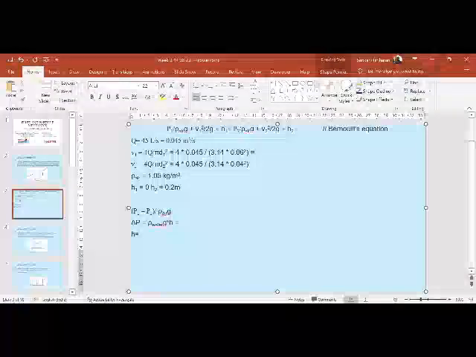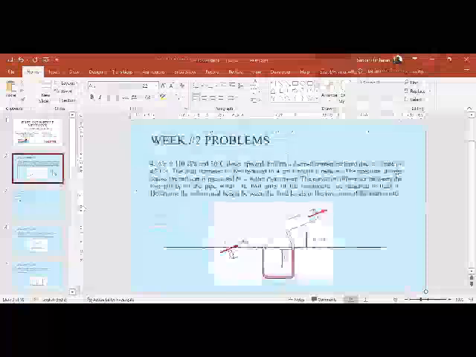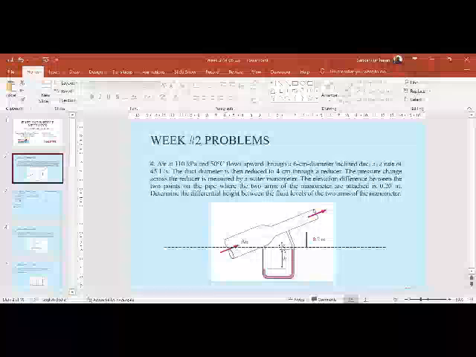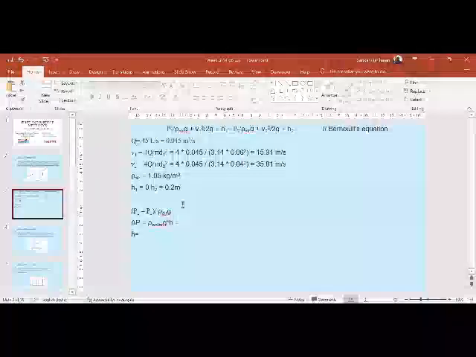So you'll get V1 as 15.92 meters per second. You'll get V2 as 35.81 meters per second. What you need to understand is that since the diameter at the second location is smaller, the velocity will be much higher than that at V1.